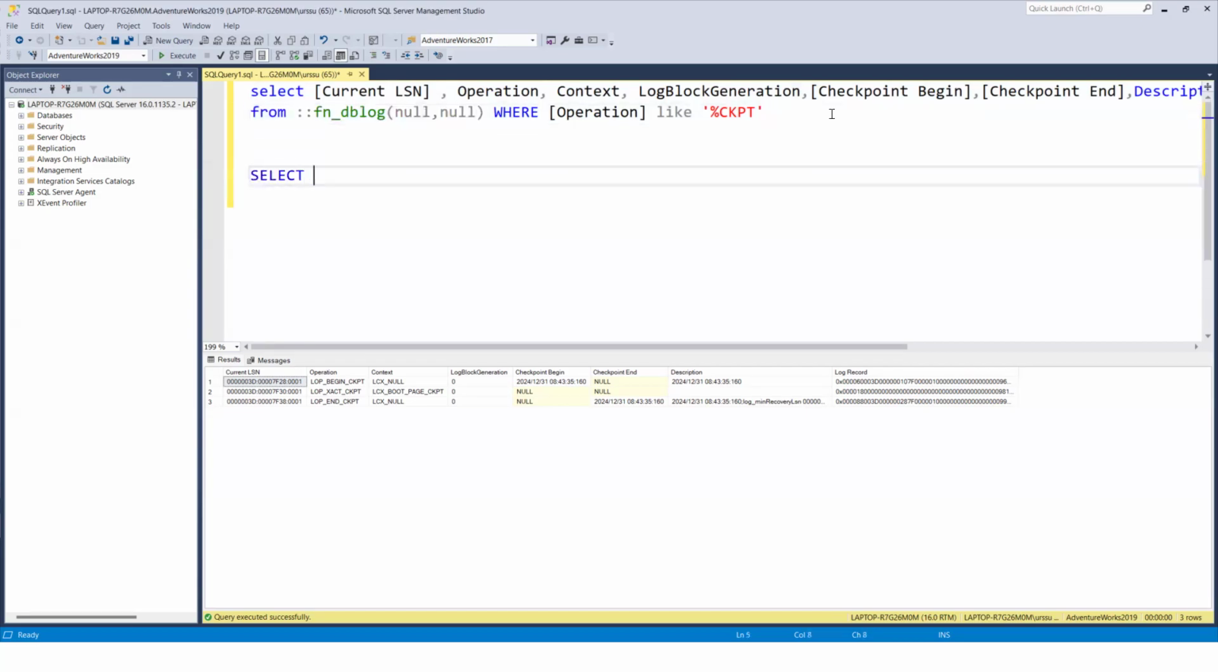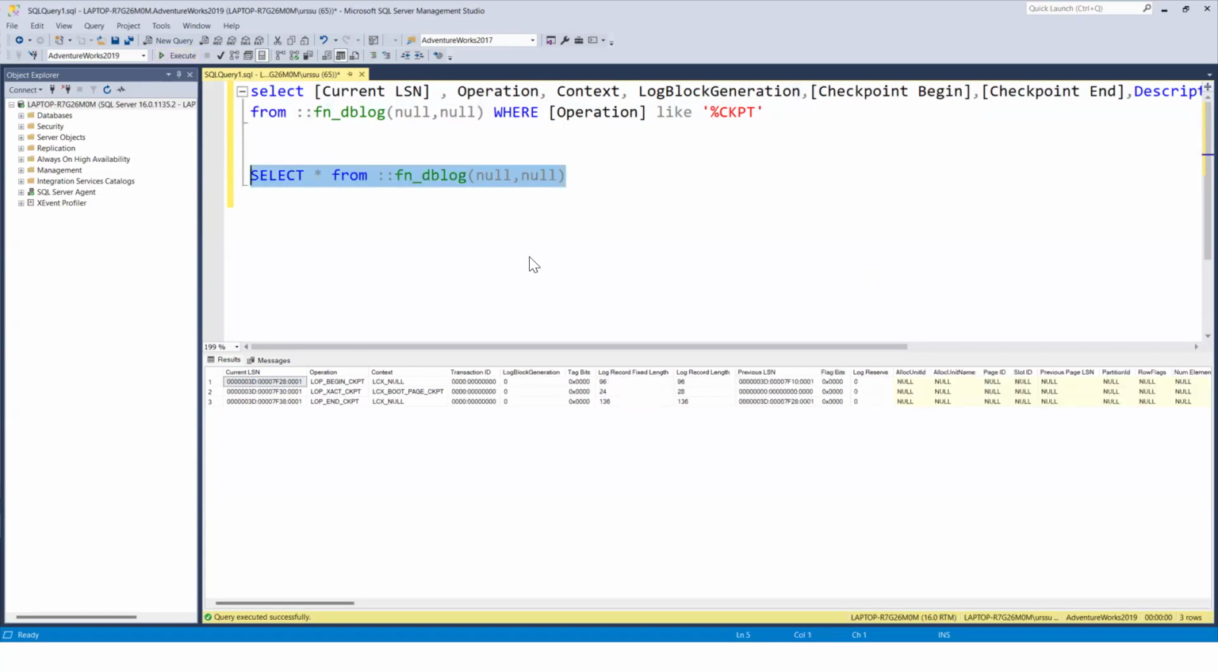I am just running select star from fn_dblog. If I'm just simply running it, I'm not passing anything. This is our database, and nothing is happening here. But when you go to the real world, it will give massive information. That's why I will try to reproduce some issue in replication, and I will try to show you fn_dblog, what sort of information you can see in the log file, how to read the log file.